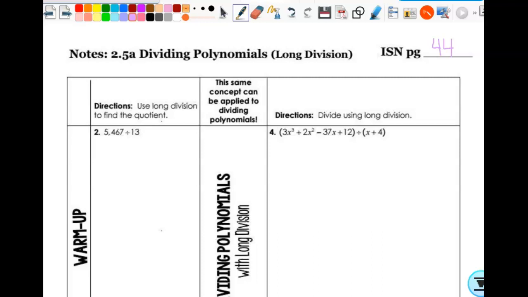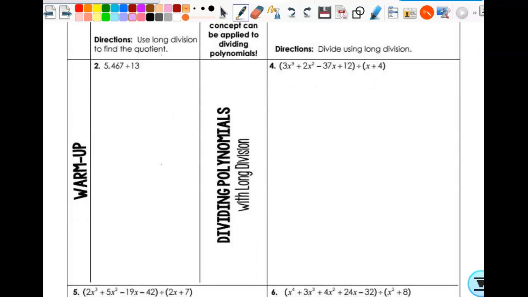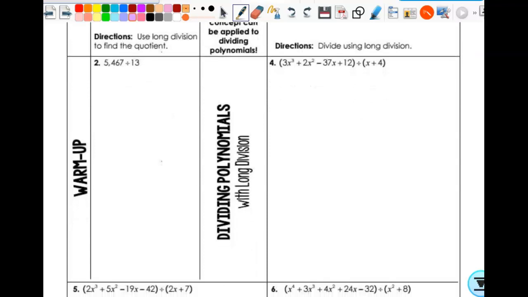Okay? All right, and I think this is something that I enjoy doing, because it looks so hard, and it's really not. It's really not as bad as it looks. So we're going to start by dividing something you learned in elementary school. So we're going to take 5,467 divided by 13.